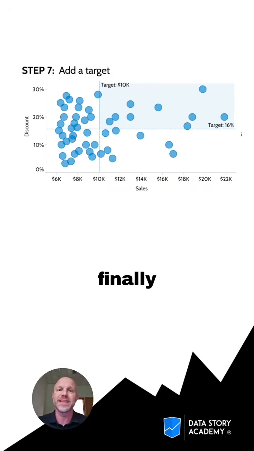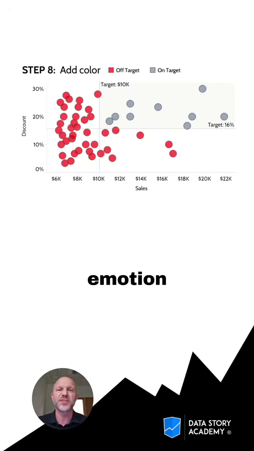And then finally, in step number 8, if you want to really draw out the emotion, add some color. And in this case, I'm showing all the off target or the 3 quadrants that fall outside the on target area, and I'm lighting them up in red. You could use a red or an orange, or if you want to be more subtle about it and not create as much emotion for your audience, you might try a blue or even a dark gray.